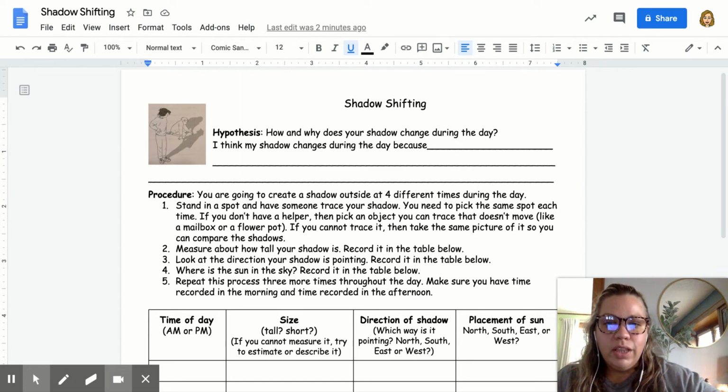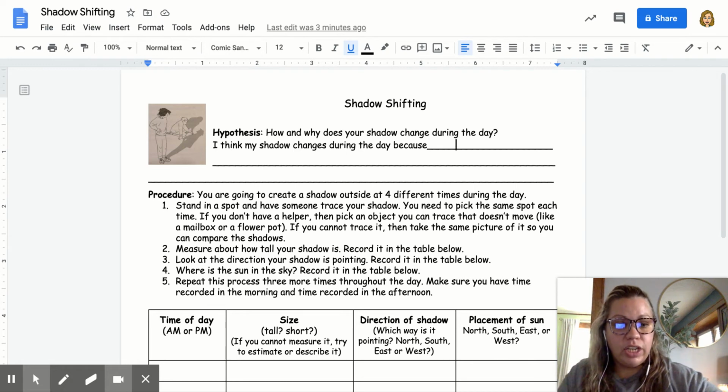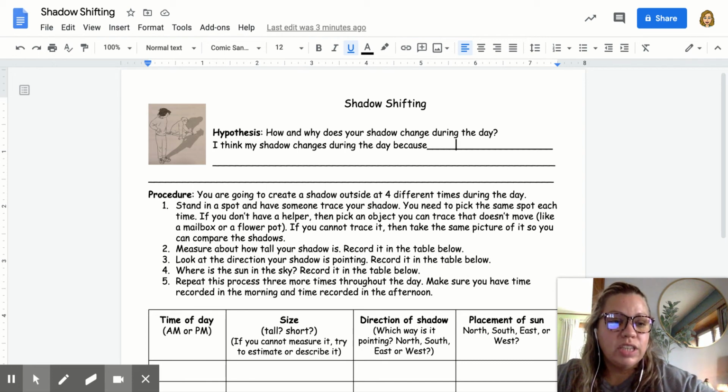Before you begin the activity, you need to type your hypothesis. We already began the hypothesis. I think my shadow changes during the day because, so you are going to tell me what you think. How and why is your shadow going to change? Remember, a hypothesis does not have to be correct. You are just coming up, using your scientific background, with what you think is going to happen.